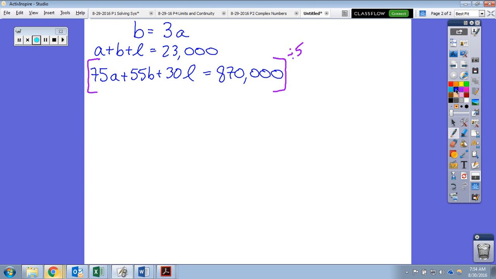What is 75 divided by 5? Okay, so I have 15a. Let's go one notch down. So I have 15a plus 11b plus 6l equals, what's 870,000 divided by 5? 174,000? 174,000. Is that still legible back there, especially the guys in the back?